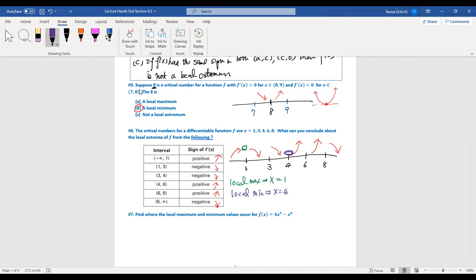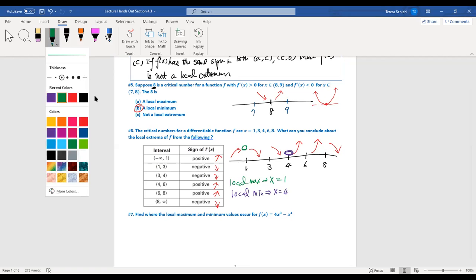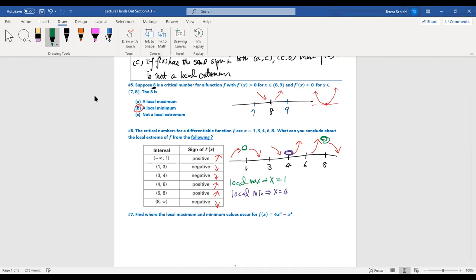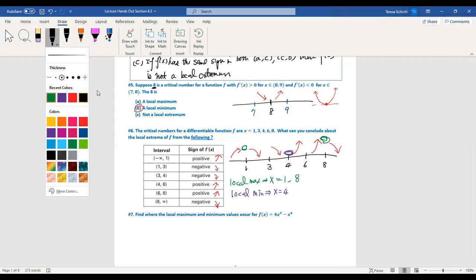Okay, now let's take a look again. It's going up, then boom, going down again. I know this is an up and a down, so I have another turning point here. So this is 8. Okay, good. So I have a local max at x equals 1 and 8, right? And the local min is x equals 4.